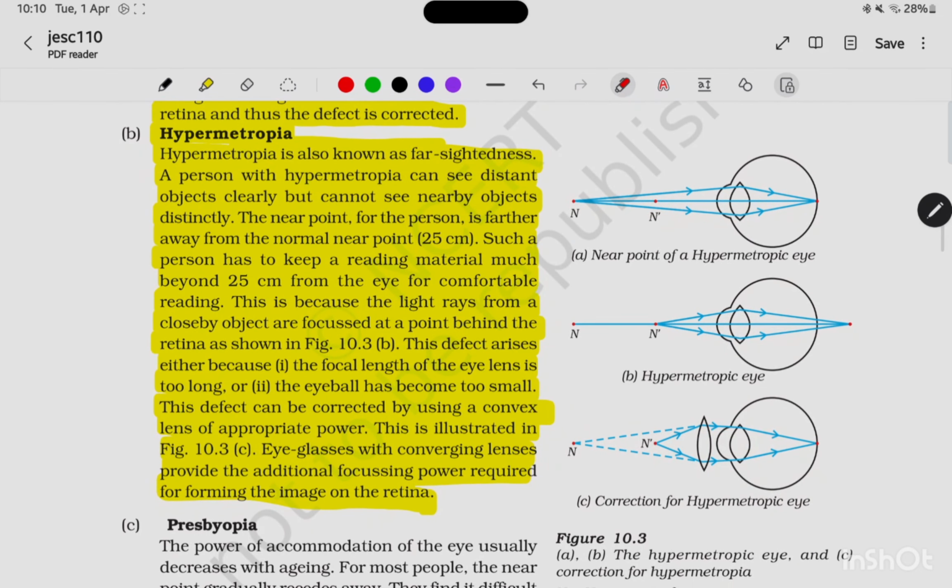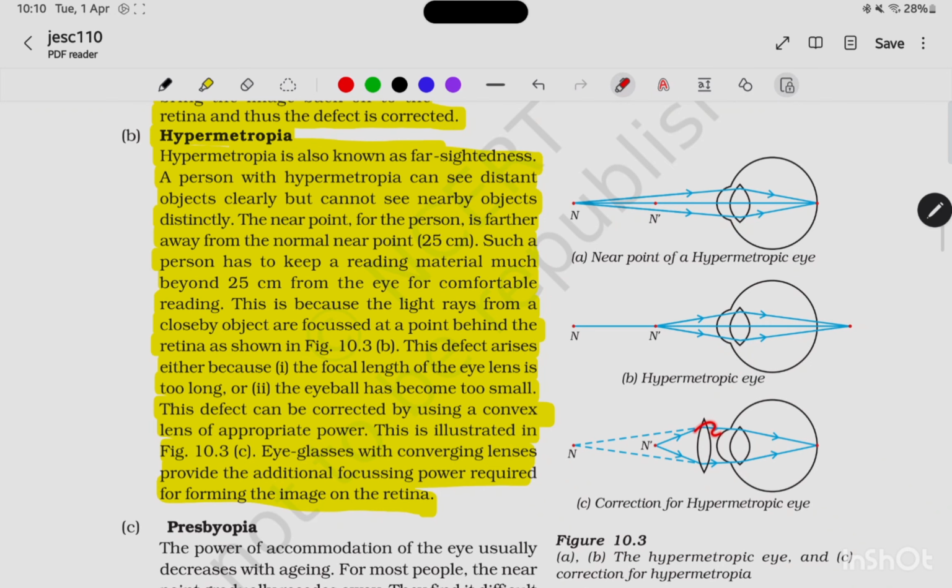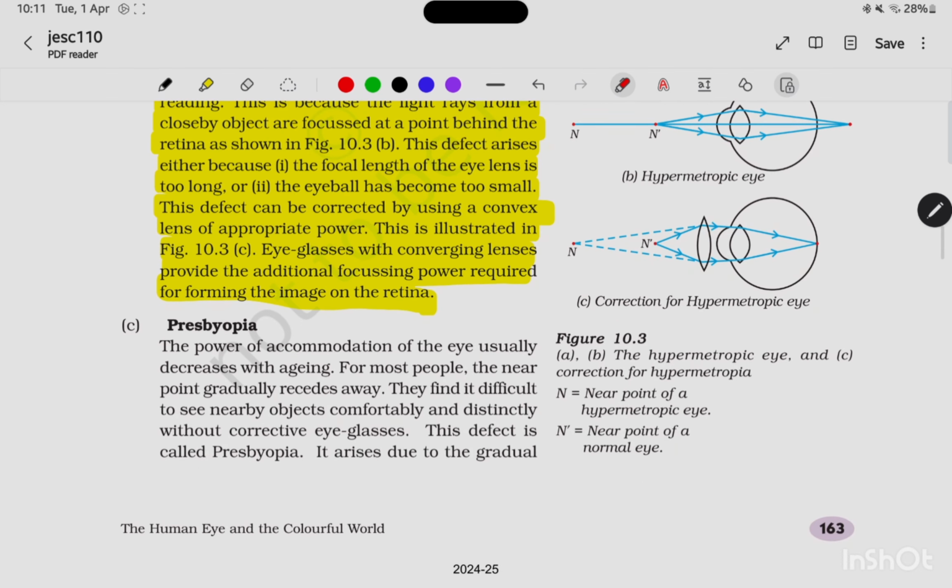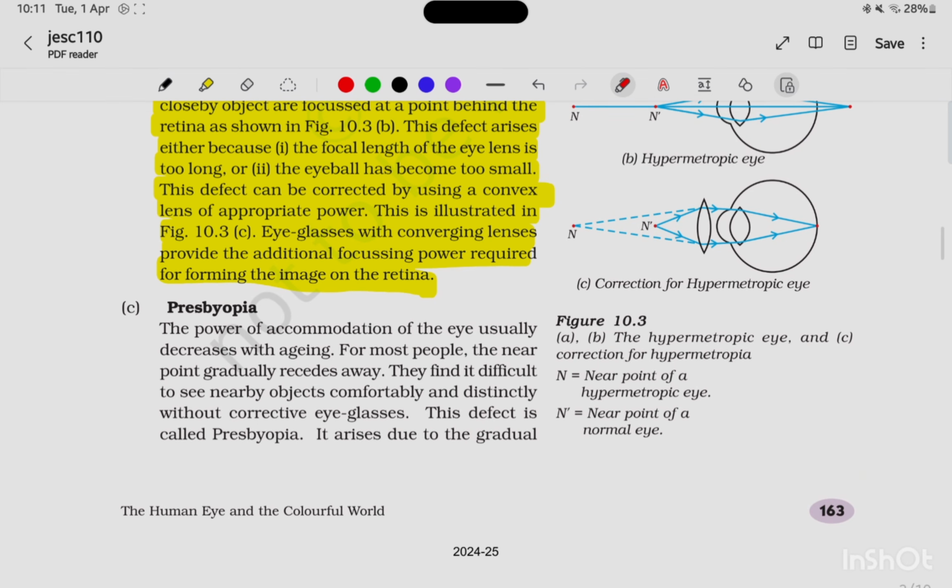And in the case of hypermetropic eye too, if you retrace these, then you'll see that this forms at the near point. This image here forms at the near point of a hypermetropic eye. Okay, that is, the person thinks that the object is there.